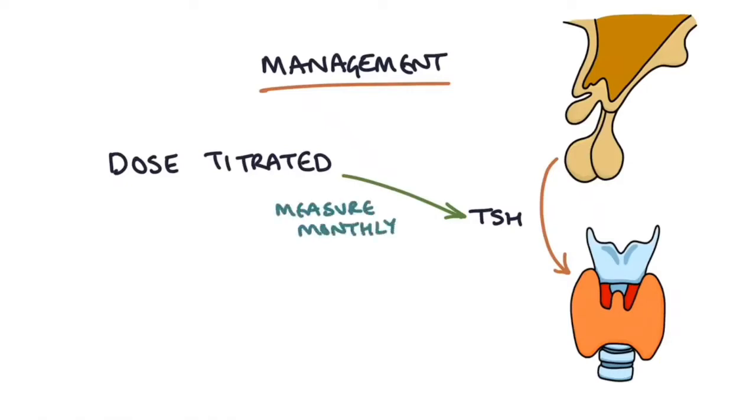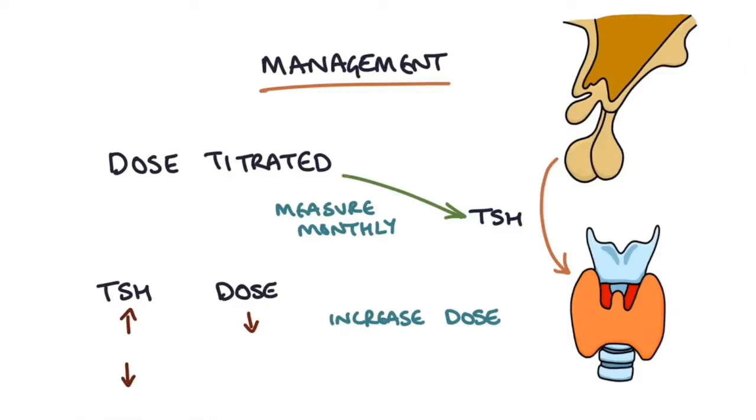The doses are titrated until TSH levels are normal, so when you start levothyroxine, initially measure the TSH levels monthly until the TSH level is stable, and then once stable it can be checked less frequently unless the patient becomes symptomatic. So if the TSH level is high, you know the dose of levothyroxine is too low, so it needs to be increased. And if the TSH level is low, you know that the dose of levothyroxine is too high and it needs to be reduced.